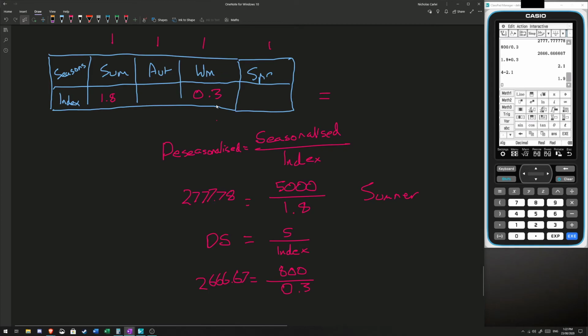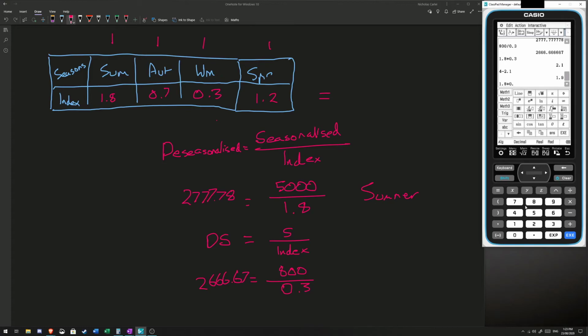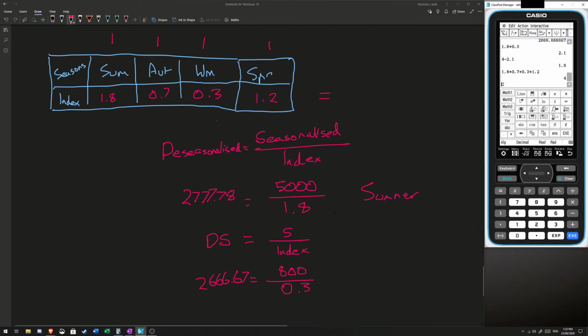and spring. So just because I can make up whatever I want now, let's say that spring will be 1.2, and that leaves 0.7 for autumn. So if we add all these up together, 1.8 plus 0.7 plus 0.3 plus 1.2, it equals 4. Basically, what that's telling us is that we've got 100% total for each season.